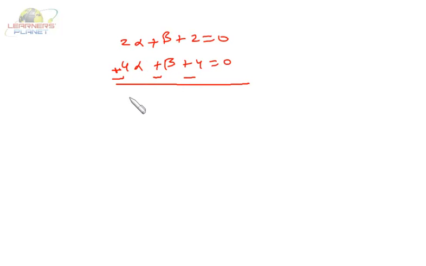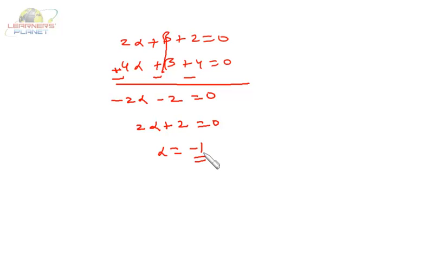So 2 alpha minus 4 alpha is minus 2 alpha. Then beta minus beta will get cancelled. And 2 minus 4 is minus 2. And it should be 0. That means minus 2 alpha minus 2 is 0. That means alpha is equal to minus 1.